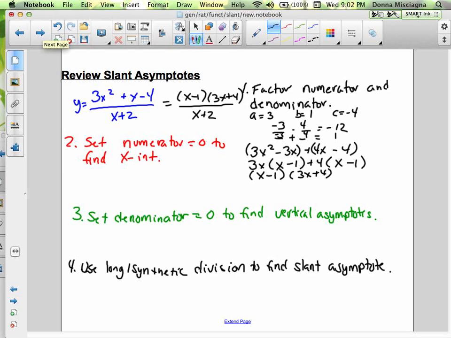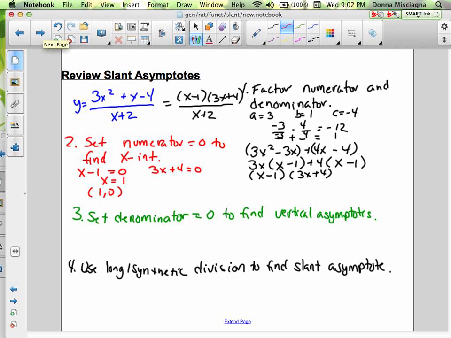A fraction equals 0 where the numerator equals 0. So we can set the numerator equal to 0 to find the x-intercepts. That means we're going to set each factor equal to 0: x minus 1 equal to 0, and 3x plus 4 equal to 0. If x minus 1 is 0, x is 1. So (1, 0) is one x-intercept.